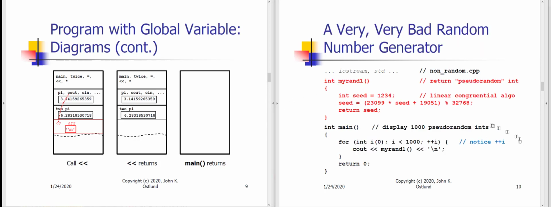All right, so here on slide 10, we are illustrating an exceptionally bad random number generator called non-random.